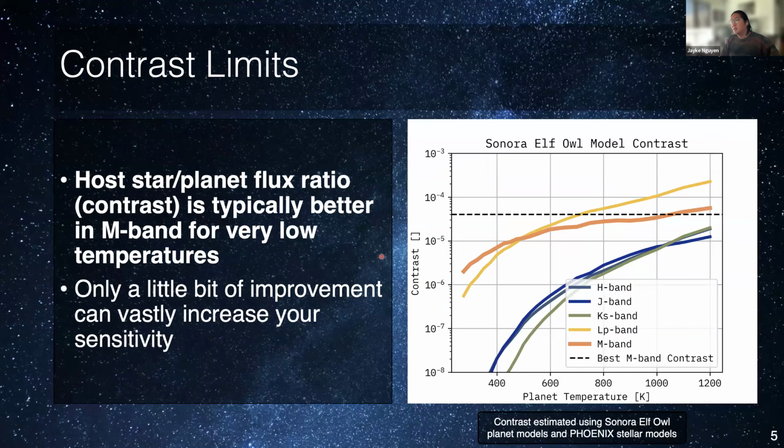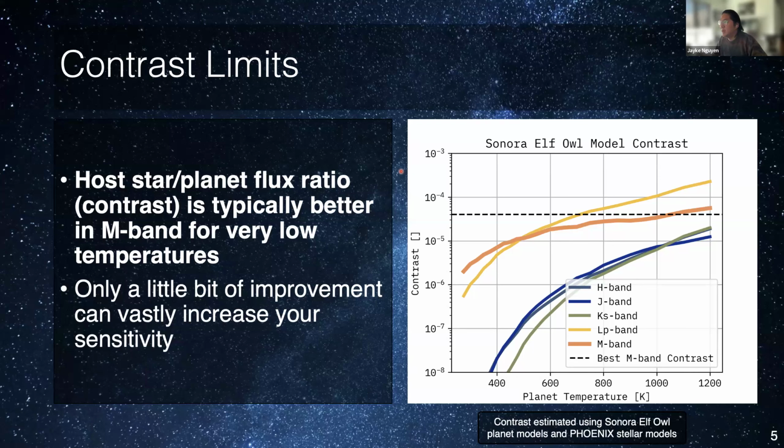In general, we typically like to use this term called contrast in direct imaging. Contrast is just the host star to planet flux ratio. Contrast is typically a lot better in M-band for very low temperature planets. Here on the right, I use two models: the Sonora Elf Owl planet models and the Phoenix stellar models, for a sun-like star with a Jupiter-like planet.